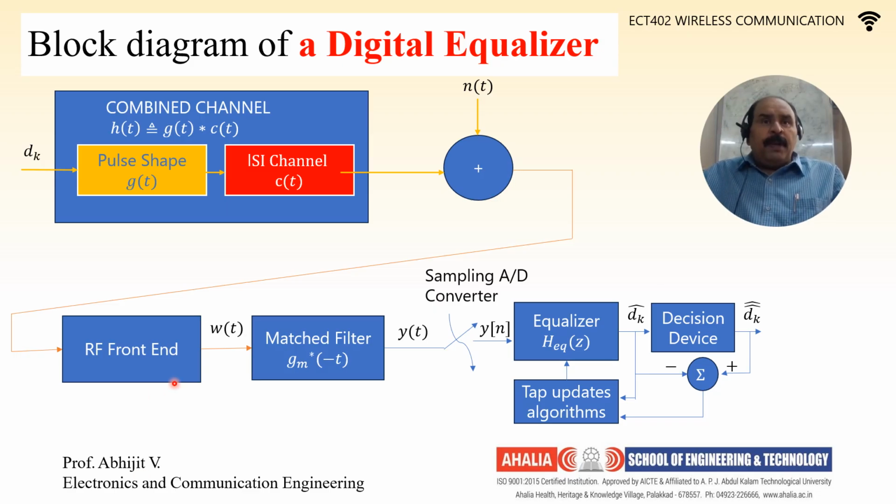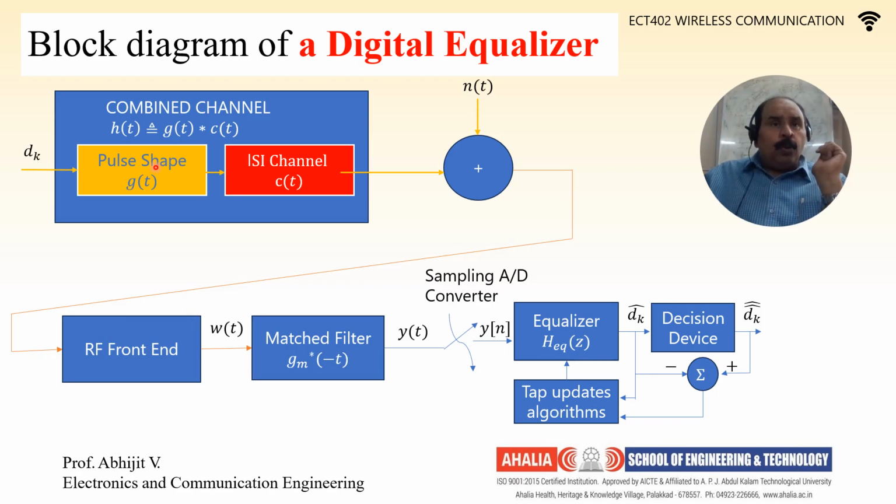So let me explain this block diagram. d(k) is the input signal that is passing through a pulse shaping filter with a frequency response g(t), and it passes through a channel which causes intersymbol interference. We call the channel response c(t), and the combined response, h(t), is defined as g(t) convolved with c(t).